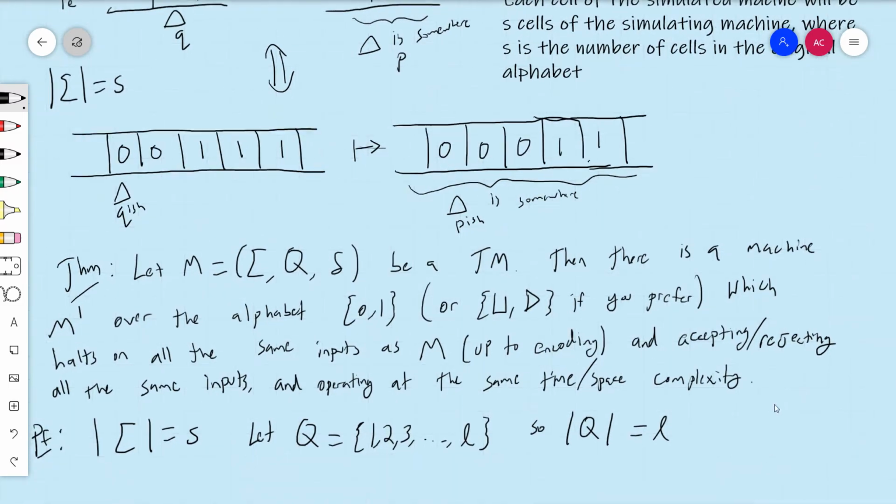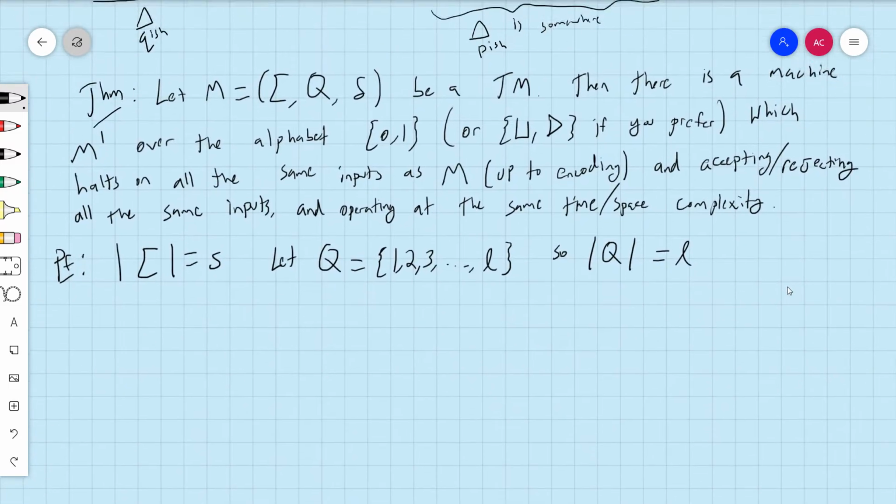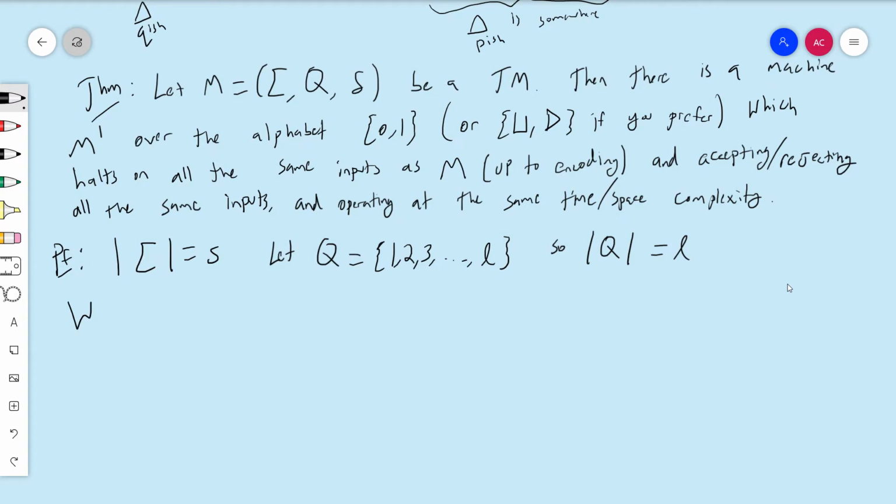Now, I'm going to actually say one more thing first. Without loss of generality, when I say WLOG like this, that stands for without loss of generality. What I mean by this is we're going to assume something that we know we can assume. So without loss of generality, we're going to assume that the machine M never stays, the machine M's cursor never stays still.